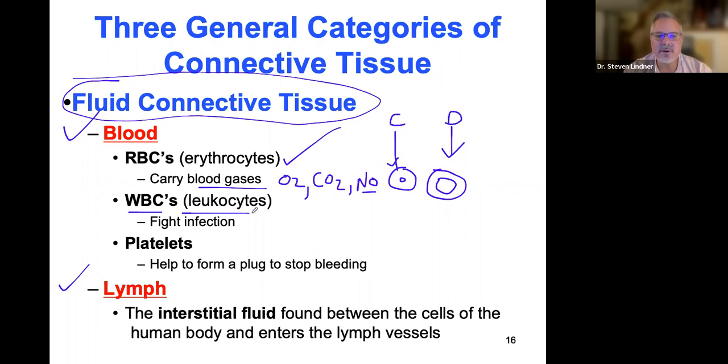White blood cells, these are our leukocytes. They help us fight infections. Remember, we had granulocytes and agranulocytes. And then we had platelets, and platelets help us clot, so they stop bleeding. So blood is really important, and lymph, you'll go over lymph when you cover the cardiovascular system in AMP2, but lymph is the fluid that you find between the cells. It's sometimes referred to as interstitial fluid, and the lymph is going to enter what we call lymph vessels throughout the body.